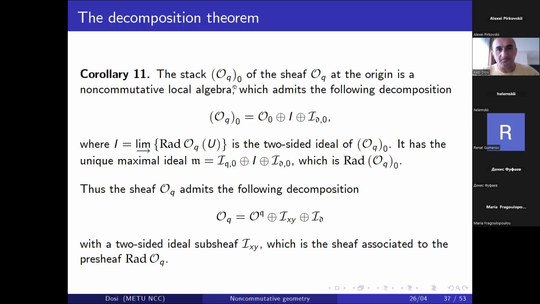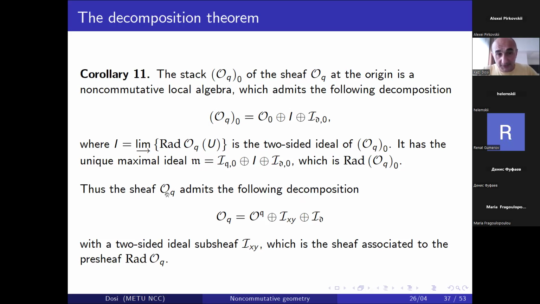Okay, look, surprisingly, the stalk at 0 is a non-commutative local algebra. It behaves like a sheaf of holomorphic functions. It's a local algebra, and we have this sort of decomposition. Look, this is the stalk at 0. This is the stalk at 0 of this subsheaf, ID. And this I is an inductive limit of this stuff. So look, this is a unique maximal ideal. So this is a local algebra with the unique maximal ideal. Looks like that.